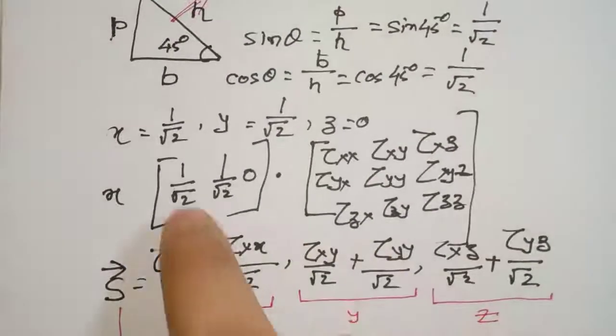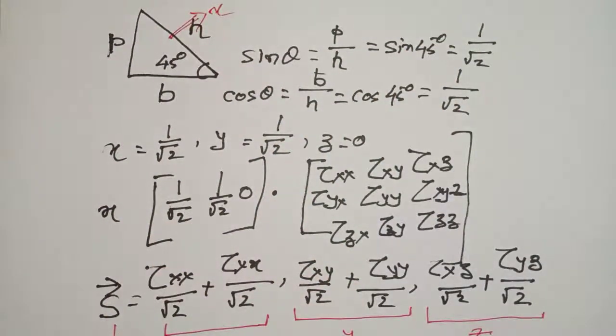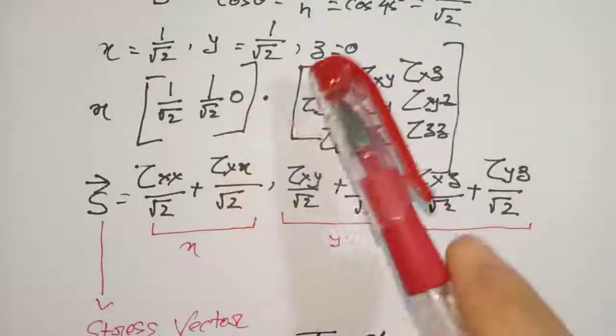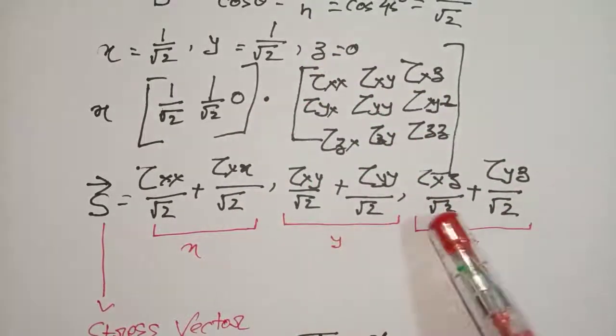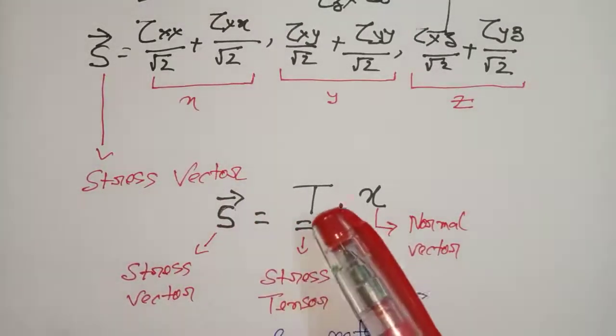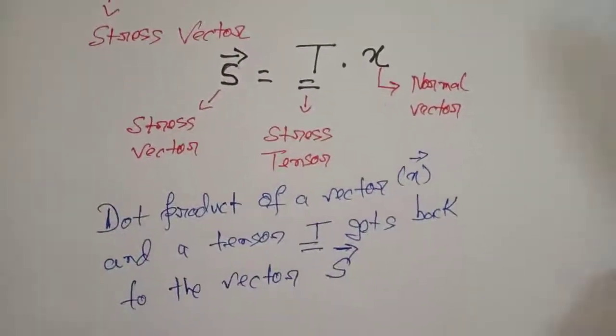We can just use the normal vector, which I have taken as 1 by root 2, 1 by root 2 and 0, and put it in the matrix of the stress tensor and get the values. So the stress vector we get eventually is the stress tensor multiplied by the normal vector. Here I have written the summary. So that brings us to the end of the video.